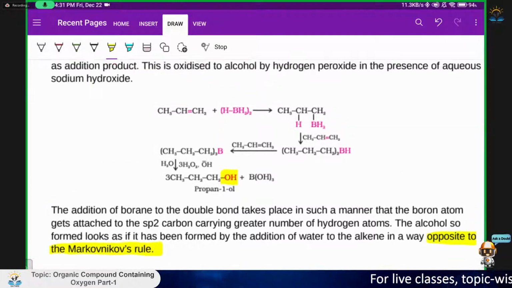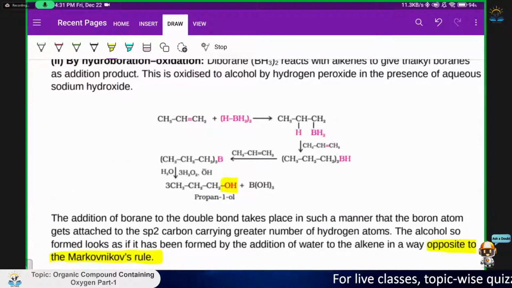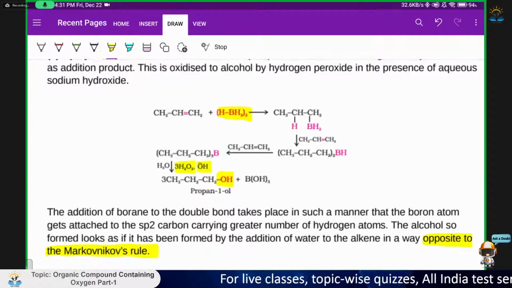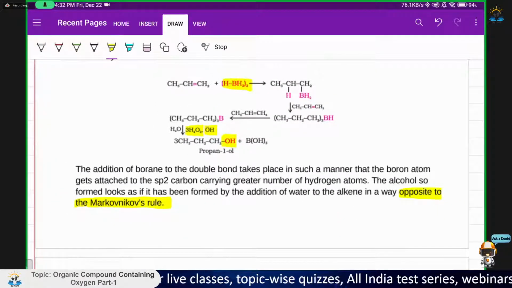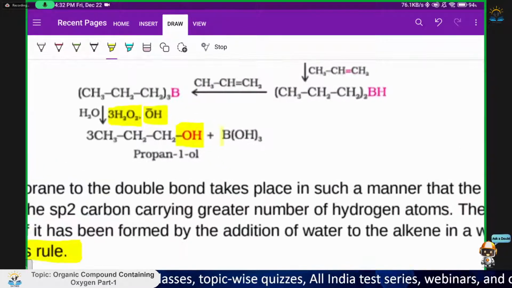So in hydroboration oxidation, we had diborane, and at the end we have hydrogen peroxide in the presence of sodium hydroxide, and we get alcohol as the product and orthoboric acid.